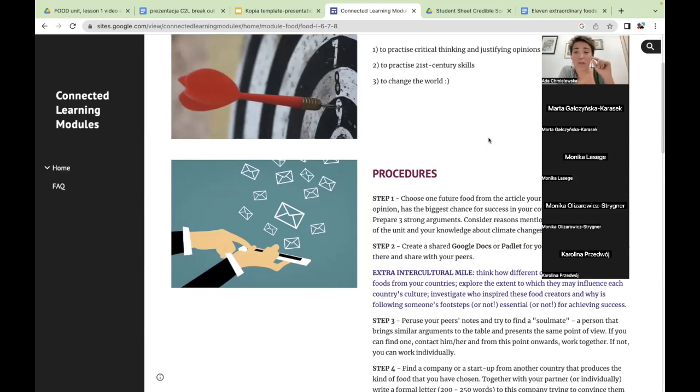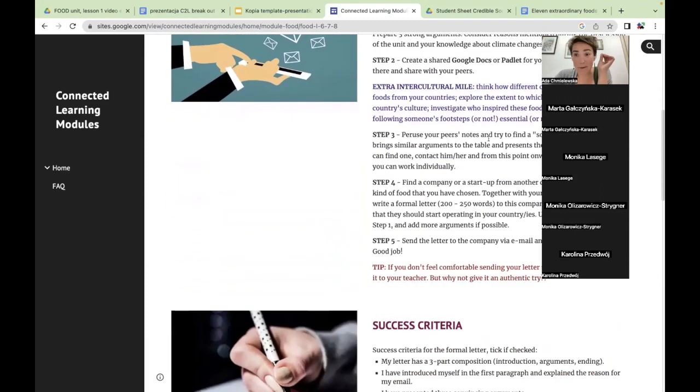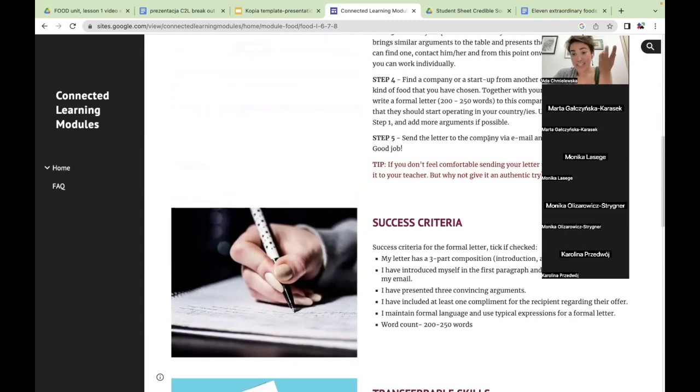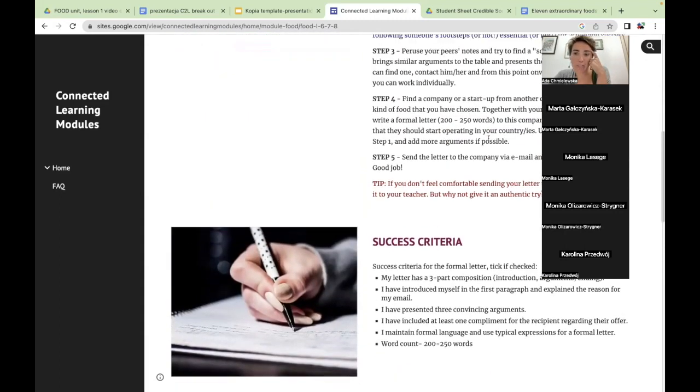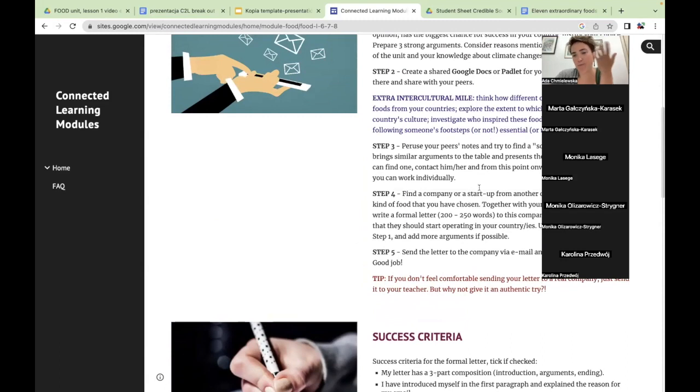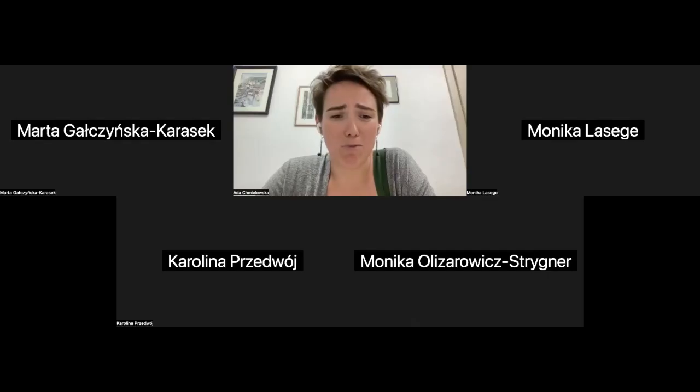Then, second of all, find a company or a startup that produces this kind of food. And third of all, write an email to them with the suggestion that maybe the company should start in their country, because for some reasons they find it a good idea. And I'm afraid I will not have time to tell you much.